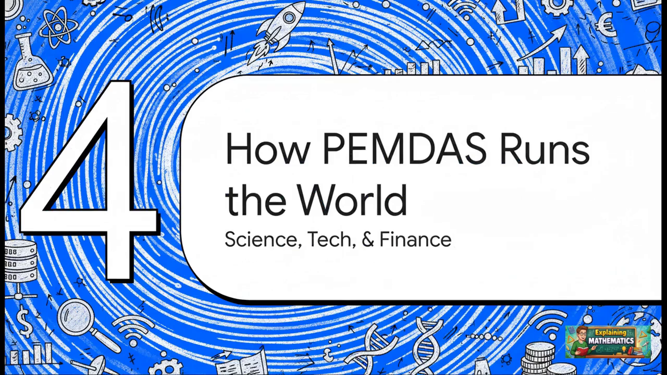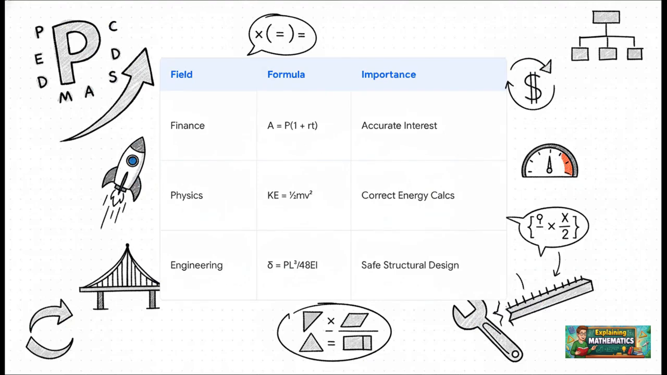So you might be thinking, okay, cool trick for my algebra homework, but it is so much bigger than that. This simple rule is basically the invisible engine running a huge part of our modern world. It's the bedrock for science, for technology, for finance, you name it. I mean, just look at these formulas. This stuff is everywhere. If you're calculating compound interest in finance, you have to do what's in the parentheses first. Or in physics for kinetic energy, that E for exponents means you absolutely must square the velocity before you multiply by the mass. Get that order wrong, and your calculation for how fast a satellite needs to go is completely worthless. This isn't just academic, it's critical.